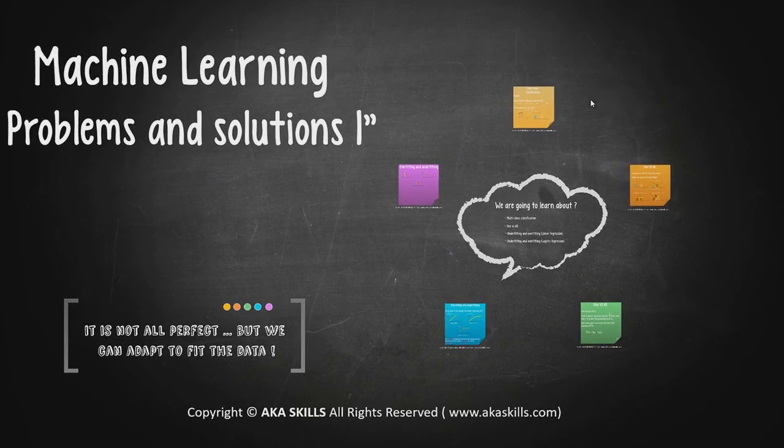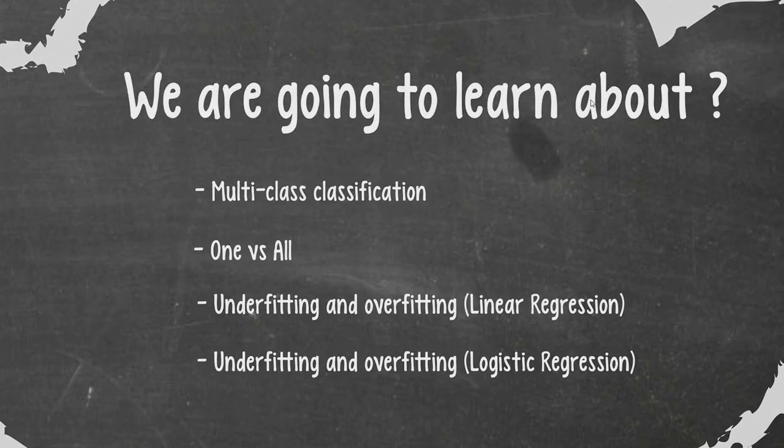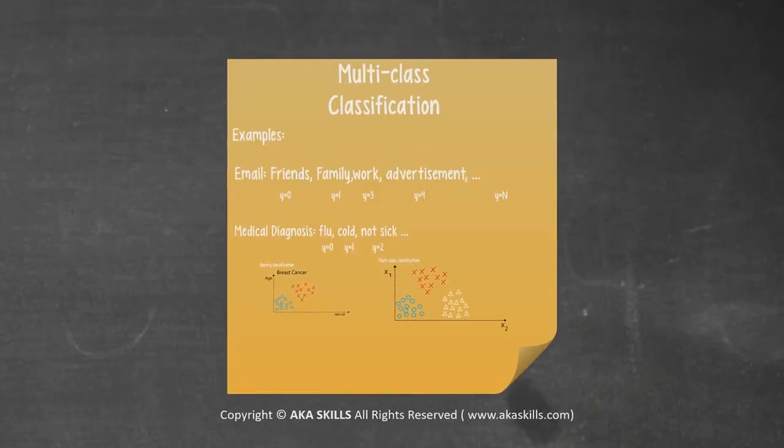In this chapter, we're going to take a look at something called multi-class classification. I promised you in the last video to see the situation where you want to classify more than just two classes. That means it's not like logistic regression. So what can we do about that? One versus all is the solution for multi-class classification. Then we're going to see the problem of underfitting and overfitting with linear regression, and the same problem with logistic regression. So let's get started.